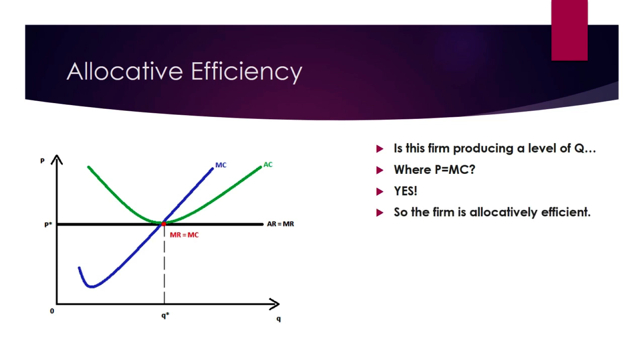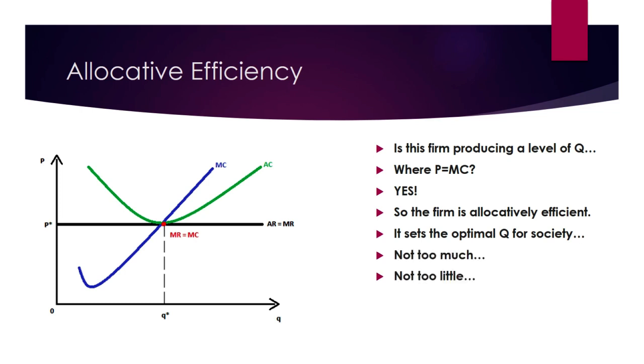So the firm here is allocatively efficient, right? In other words, this firm is setting the optimal output for society. This firm shouldn't produce any more or any less. So not too much, not too little.